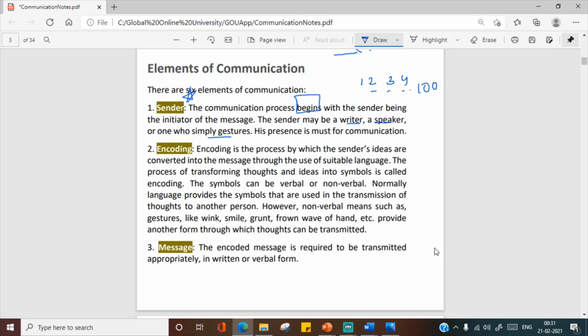Next is encoding. This is also a very important element of the communication process. So what is encoding? It is just the conversion of ideas into a message through the use of language.